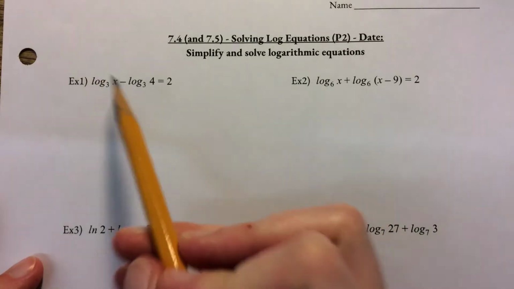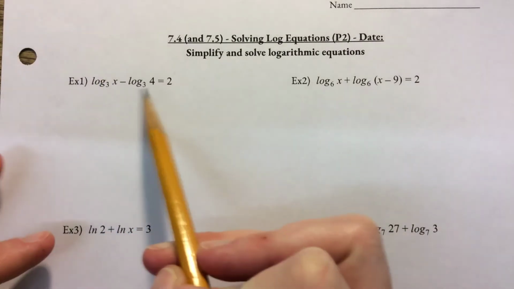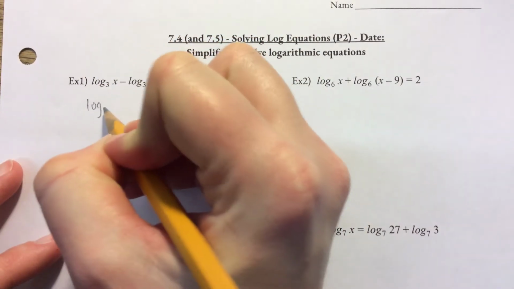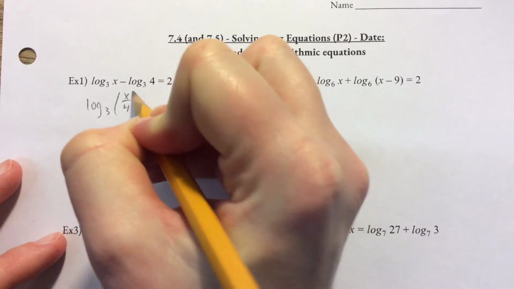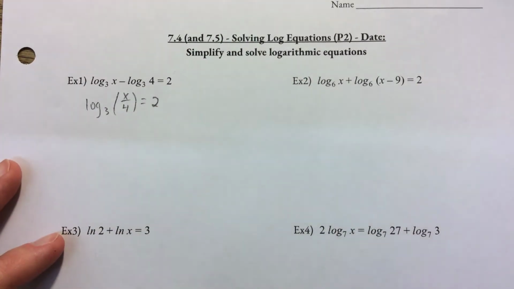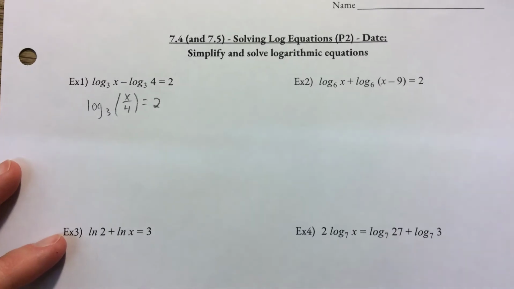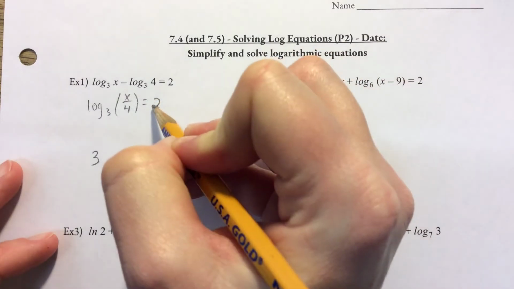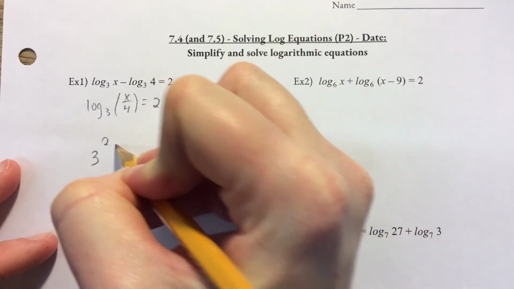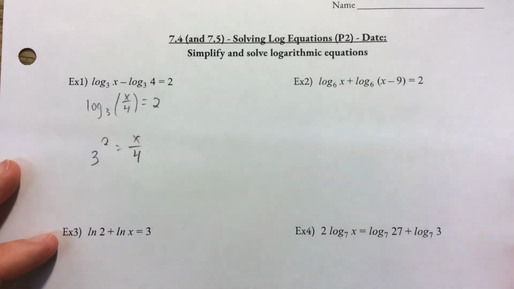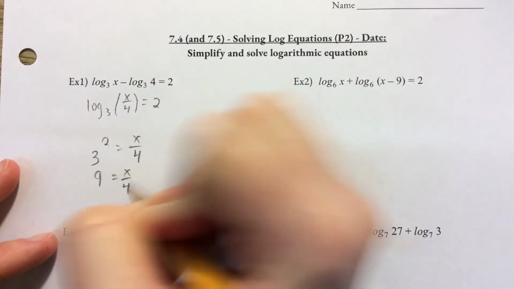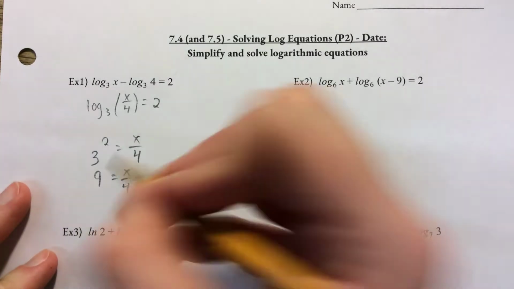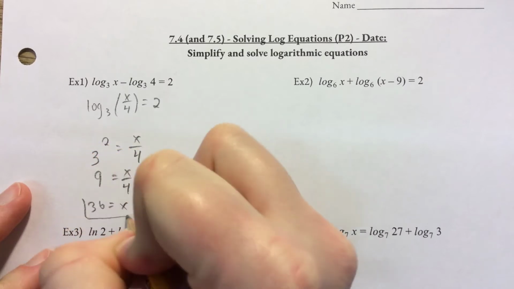So here you can see we have subtraction, and we have the same base. So if we're going to write this as a single log, I would say log base 3 of x over 4 equals 2. Now at this point I can switch this into an exponential function. So remember the base stays the same, so the 3 goes here, and then the 2 and the x divided by 4 are going to switch sides. So this would become 9 equals x over 4, and then you would multiply both sides by 4, and you would get x equals 36.